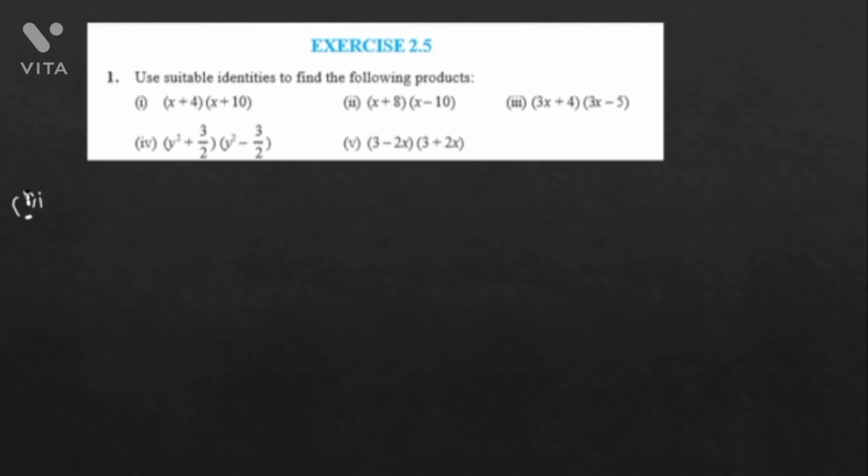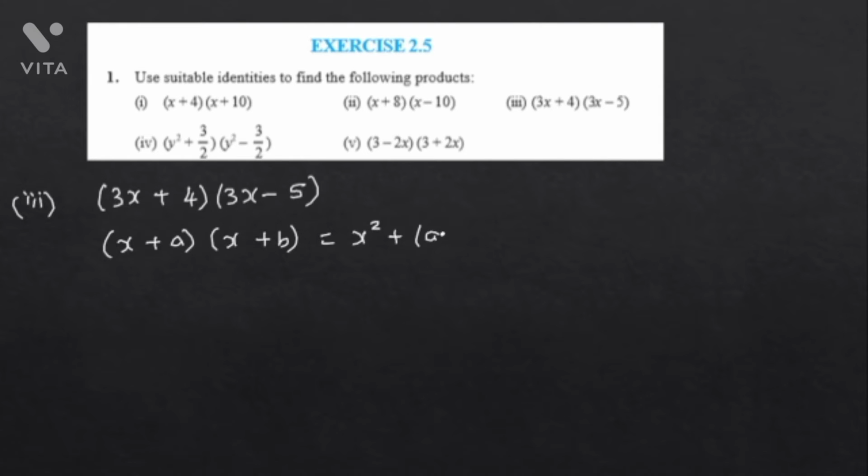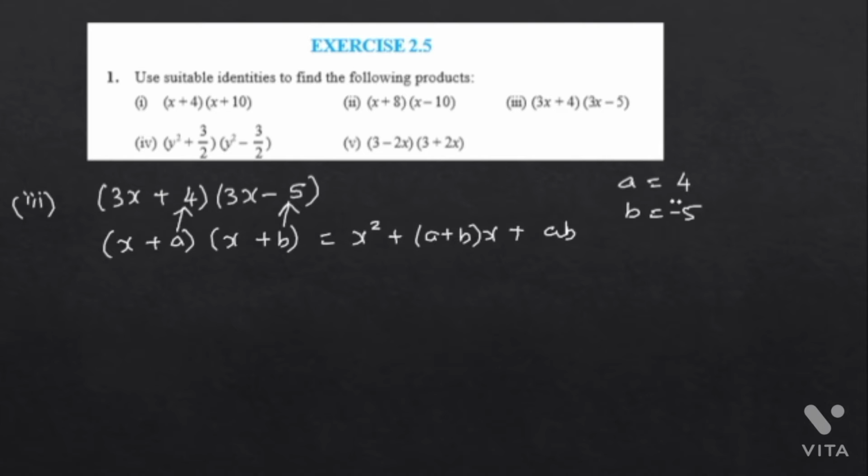Third subdivision, (3x + 4)(3x − 5). So we know that (x + a)(x + b) = x² + (a + b)x + ab. Always write the formula, then you can apply it, so that you can avoid mistakes. In the place of a we have 4, in the place of b we have minus 5, and another important thing, in the place of x we have 3x. So x is equal to 3x, a is 4, and b is −5.